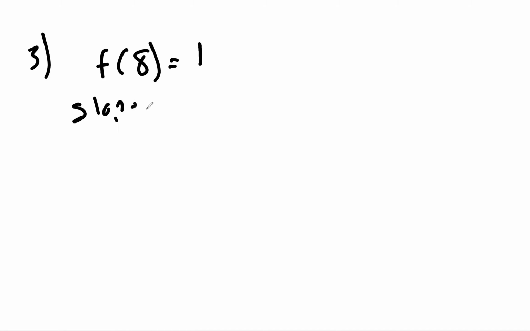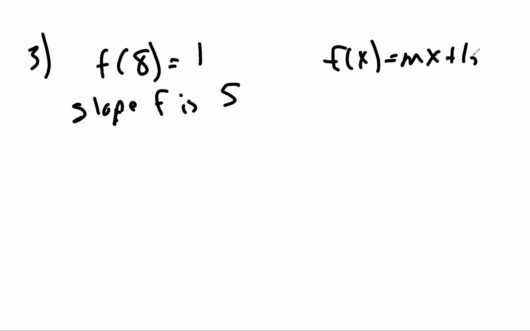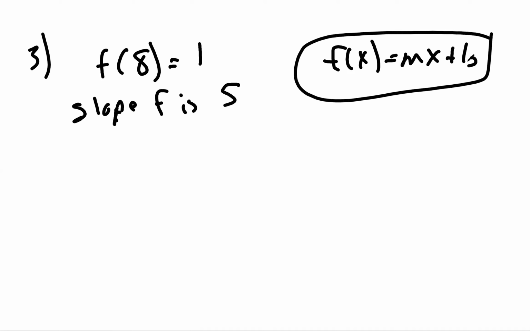Okay, so here we go with this next one. So I suppose this is number 3. We're going to find that f of 8 is equal to 1, and the slope of the function f is 5. And again, we are trying to get f of x to equal mx plus b. That's what we want our answer to look like. Well, of course, we don't know b. We know everything but b.